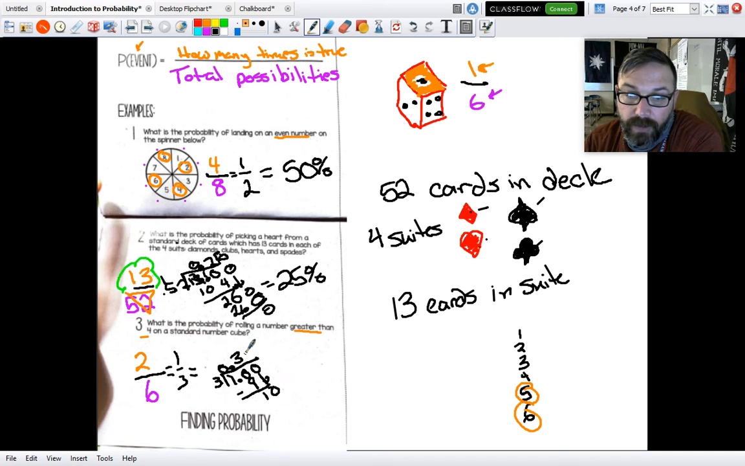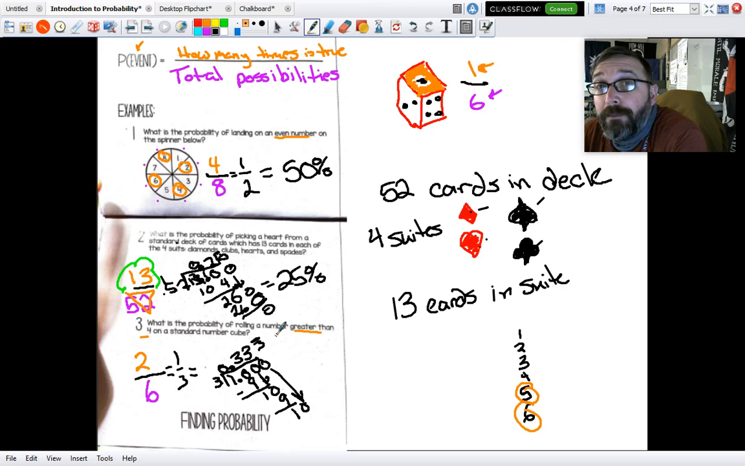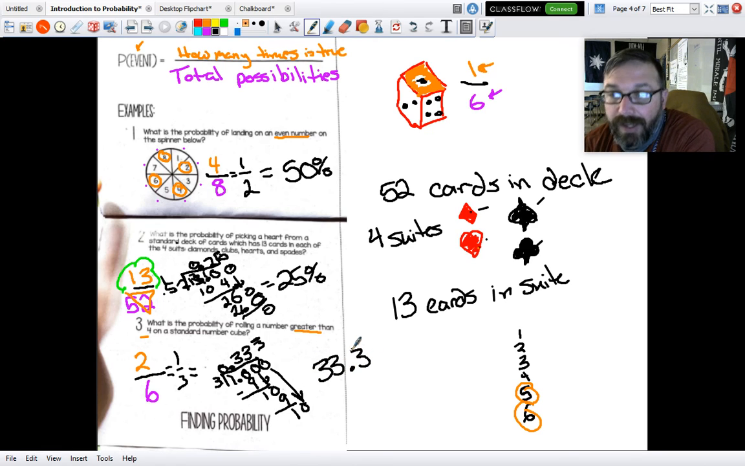10, 3 into 10, 3 times. 3 times 3 is 9. Subtract, bring it down. Add a 0. 10. Wait a minute, there's a pattern here. I need to put a repeating line. Okay, but now remember, I've got to move my decimal point. So remember to use the repeated number when you're moving your decimal point. This is not going to wind up being 30. It is 33.3. Use your repeating line, percent. And that is the accurate answer.